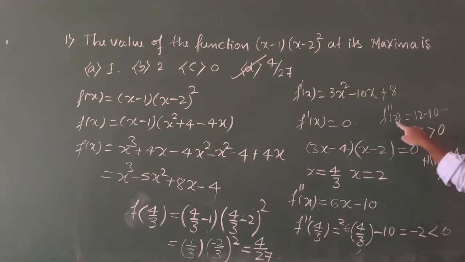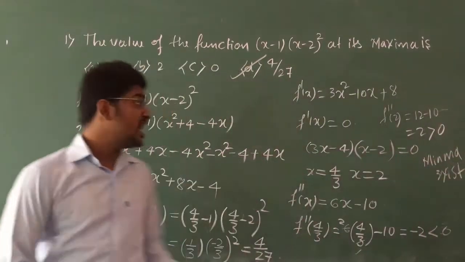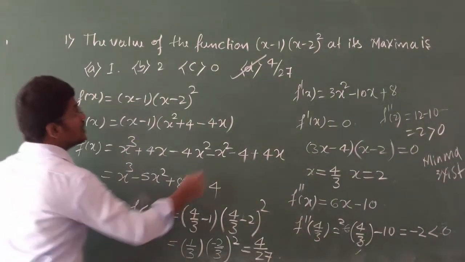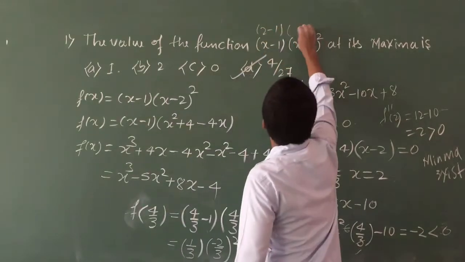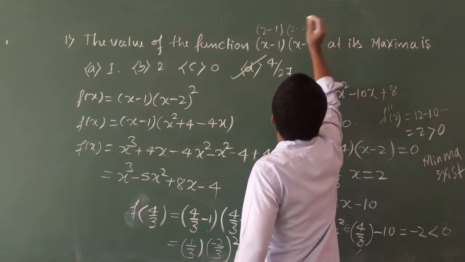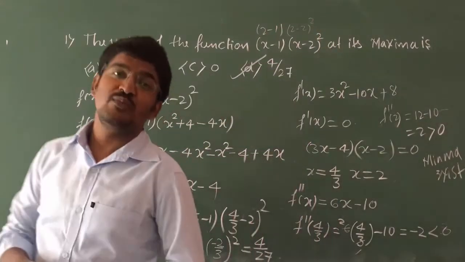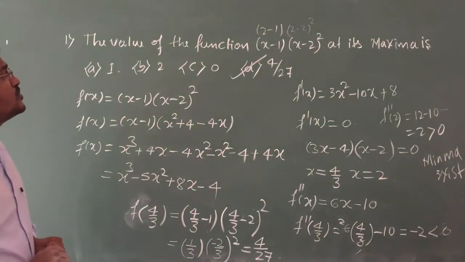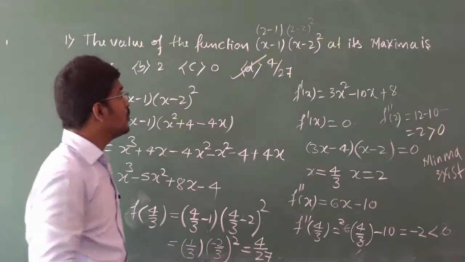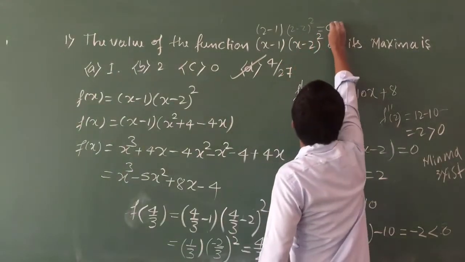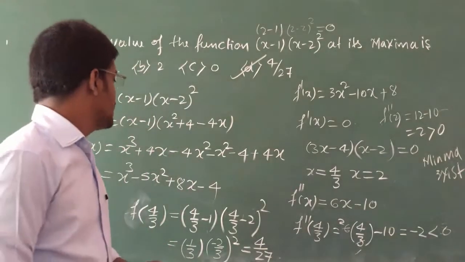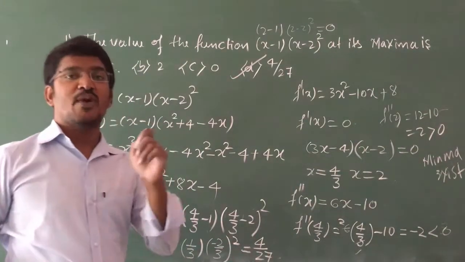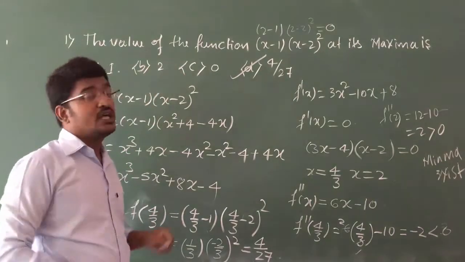Minima exist at x equal to 2. If you want to find minima, come again here and put 2. So 2 minus 1, 2 minus 2 whole square. So 1 will be what? 0. So 0 into anything is again 0. So if you calculate this, it will be 0. 0 will be the minimum and 4 by 27 will be the maxima for this particular question.